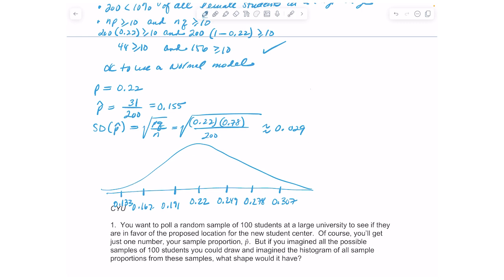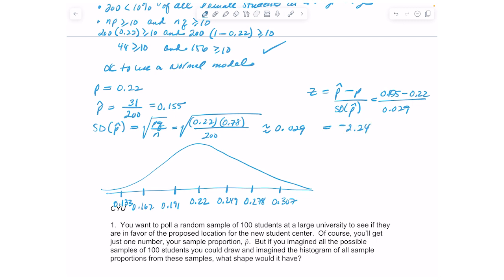I could find the z-score. So how do I find z? Remember, it's the value, which is your sample proportion, minus the mean, which is p, divided by the standard deviation of your p-hat sampling distribution. So here it's just going to be 0.155 minus p, which is 0.22, and then divided by 0.029. And when you do that, you end up with negative 2.24.